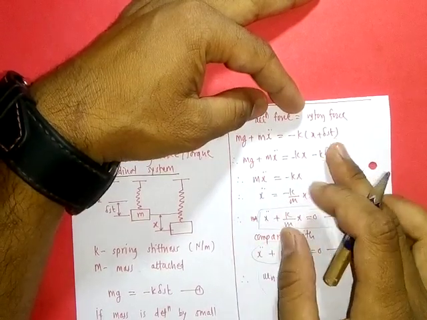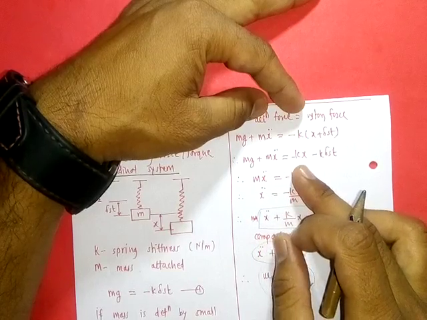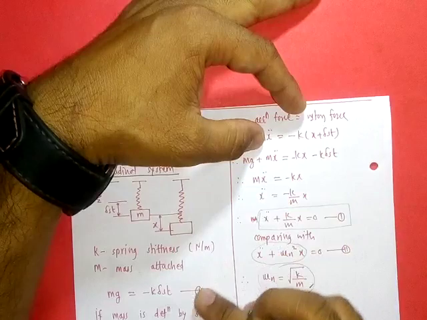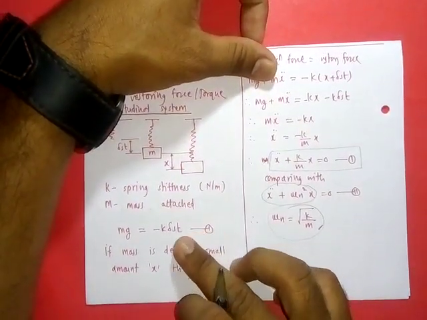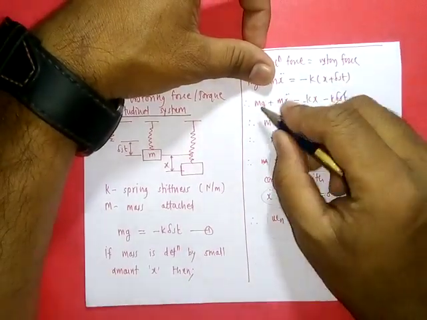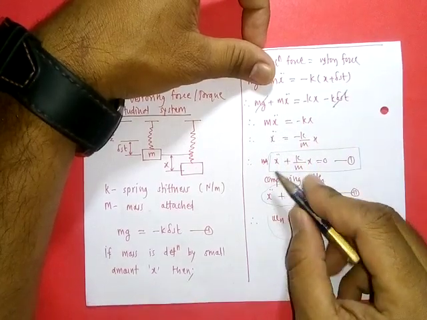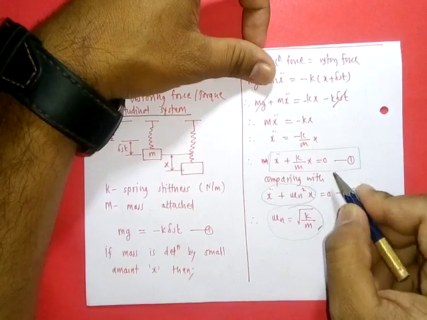Then solving this bracket, we get mg plus m x double dot is equal to minus kx minus k delta st. Then from equation 1 we know that mg is equal to minus k delta st, so cancelling these two we get m x double dot is equal to minus kx, that is x double dot plus (k by m) x is equal to 0.